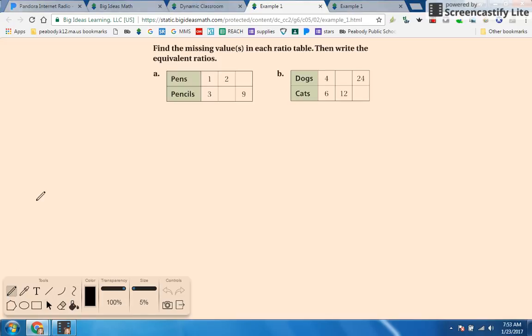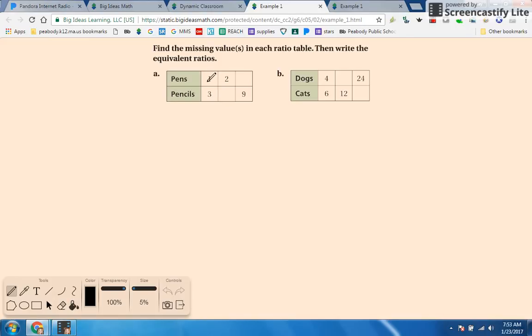So now that you've watched the notes on equivalent ratios and ratio tables, we're going to try a few examples. For this first one, it says find the missing values in each ratio table, then write the equivalent ratios. So they're telling you that for one pen, there's 3 pencils, and then they have some missing numbers. Remember, you're always starting at the original, so in this case, the 1 and the 3, and you have to figure out what you could multiply or divide the original numbers by to get the other numbers.